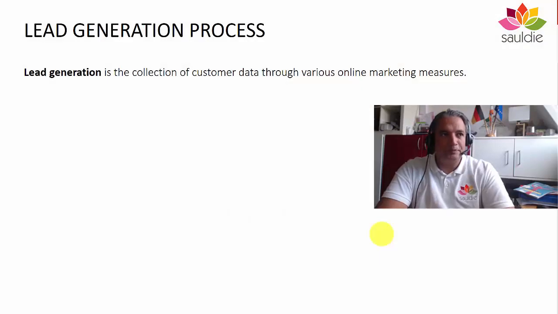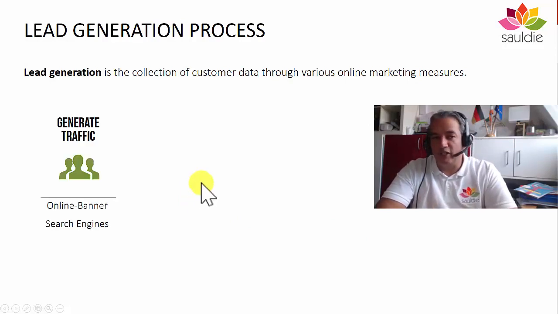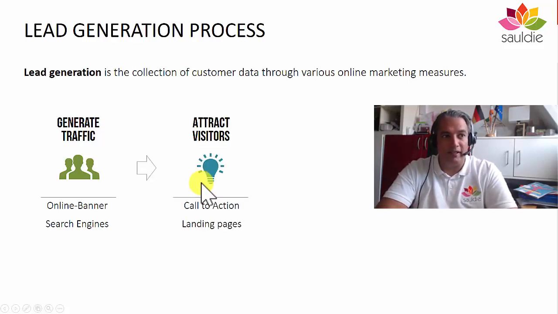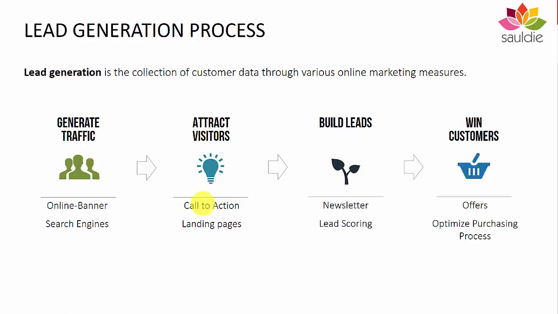Lead management. What does that mean? It means that we are just collecting customer data through various online marketing measures. For example, we generate traffic. We should collect all the data there. Then we attract visitors. We should measure how many are using the call to actions, how many are visiting our landing pages, and what are they doing there. And then we build leads. We collect the data, for example, in a lead scoring way, could be a download or in a newsletter, and then win customers. So are they using our offers?